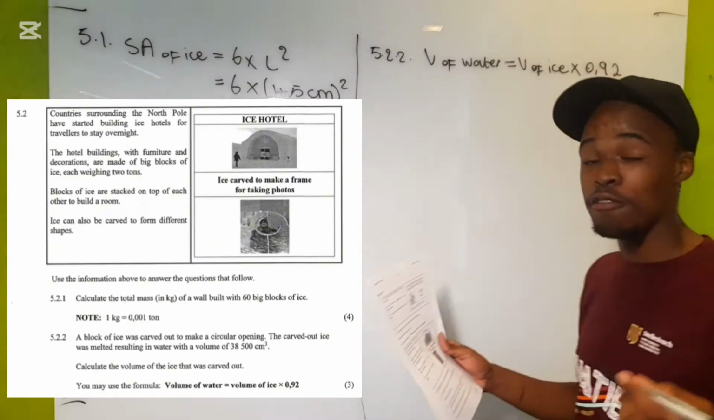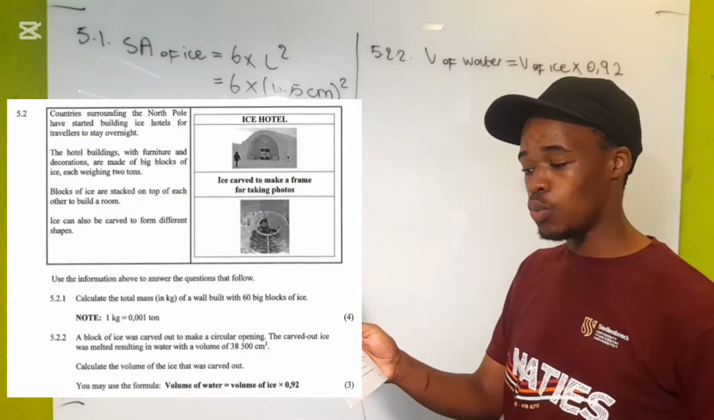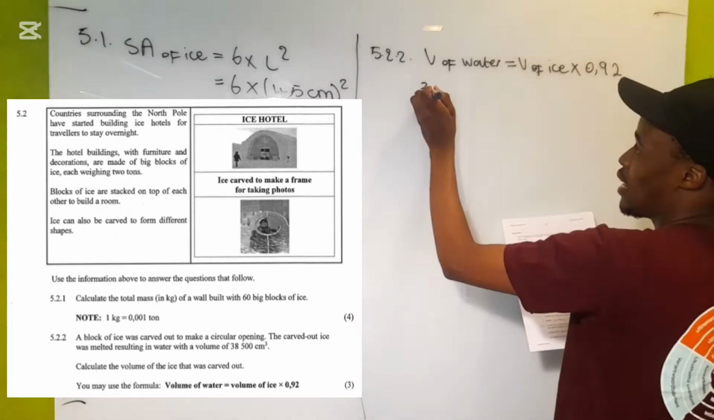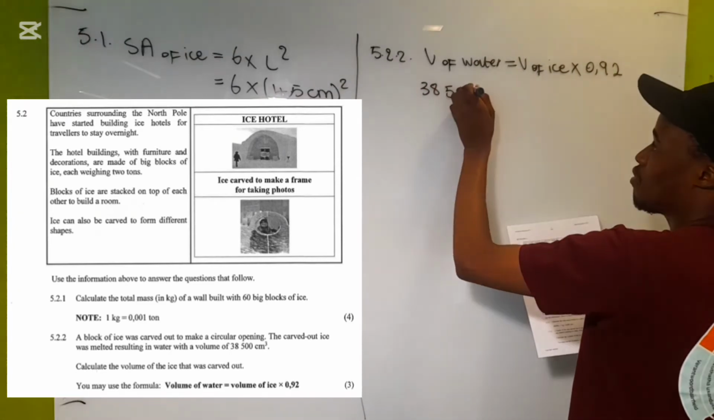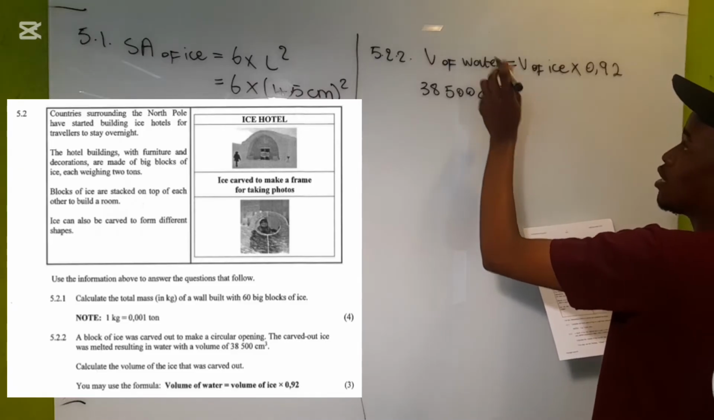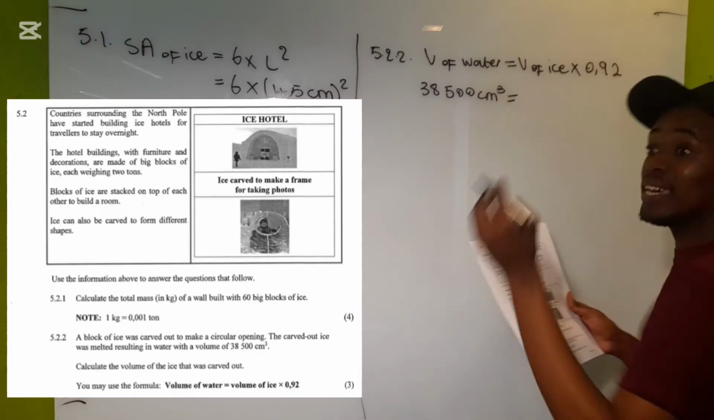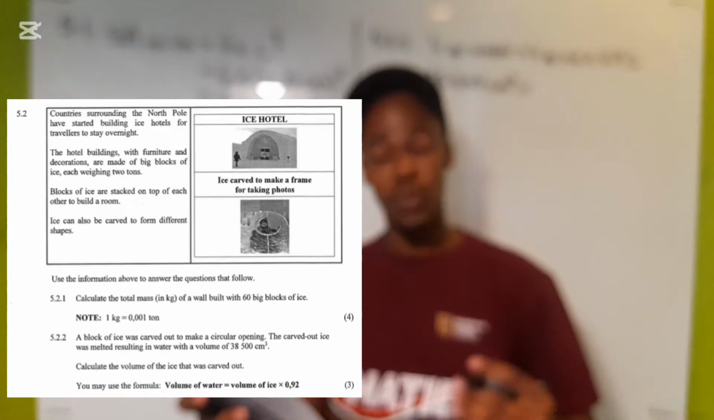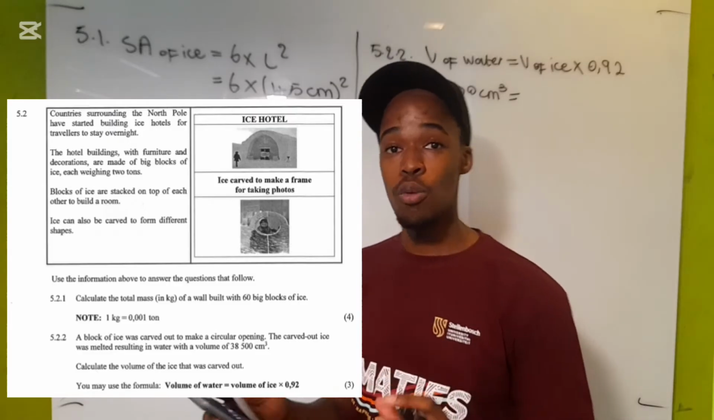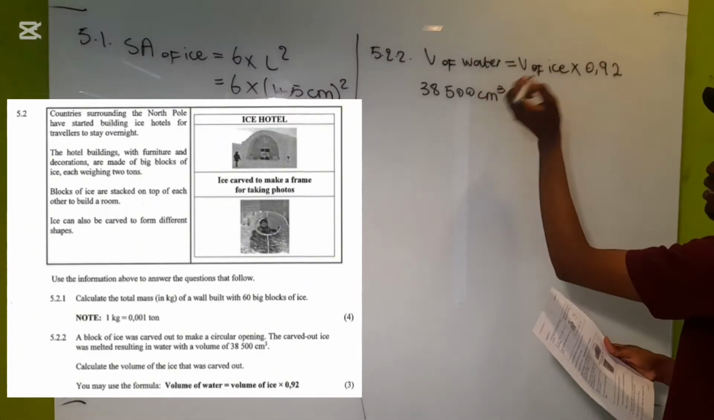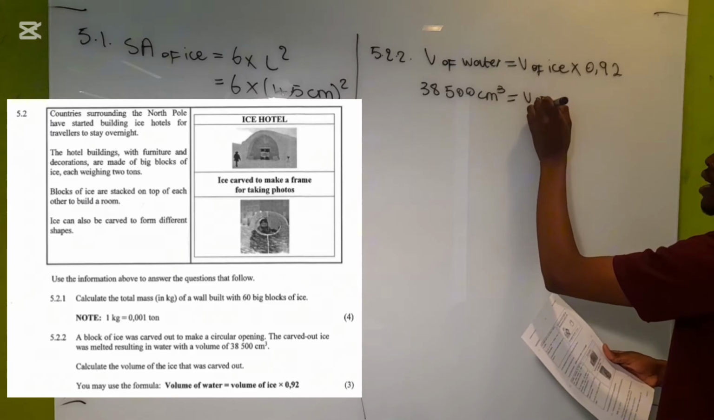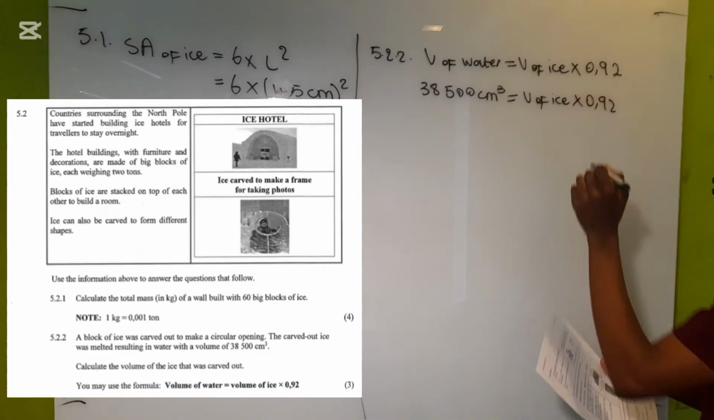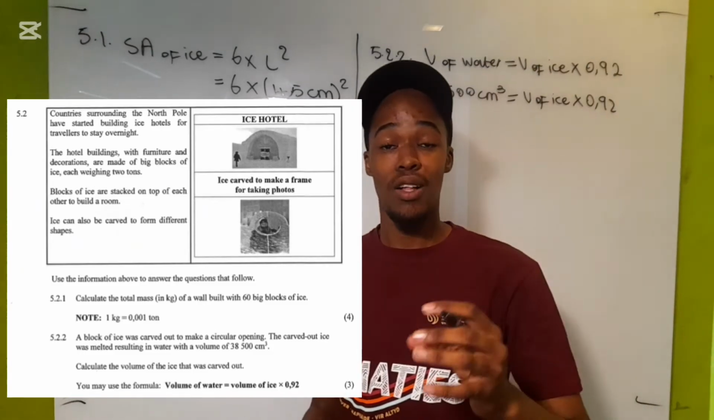So first, do we have volume of water? Yes, we do have volume of water, which is 38,500 cubic centimeters. So we're going to put 38,500 cubic centimeters on the volume of water because it is the volume of the water. Volume of ice, we do not have the volume of the ice. That is what the question is asking us to calculate, the volume of the ice. So we're just going to leave it as it is. We can just say V of ice multiplied by 0.92. Okay, so now we can start with calculations.